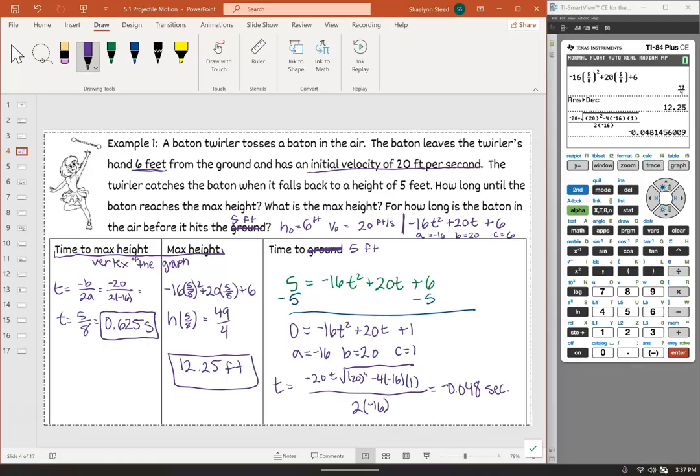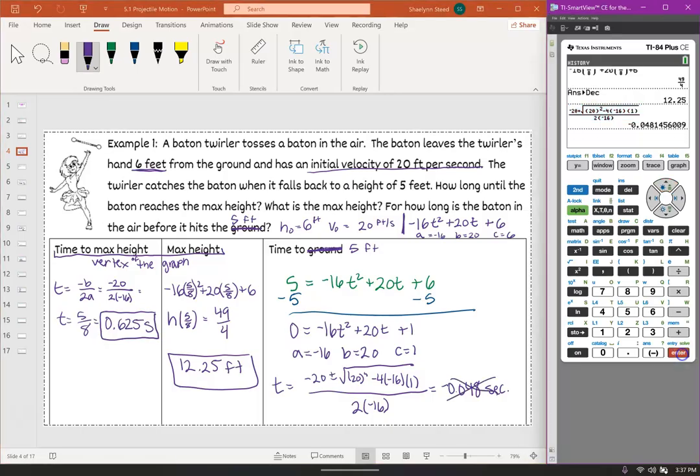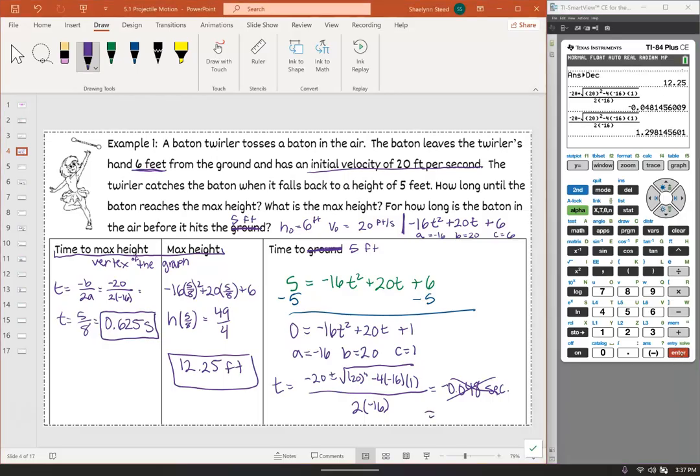That doesn't make sense in terms of the problem. So let's try the other one. So no negative times. So let's change our plus square root to minus square root to get the other answer. And this time we get a positive 1.298 seconds. That makes a lot more sense.